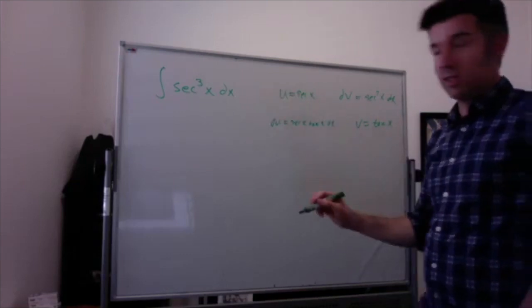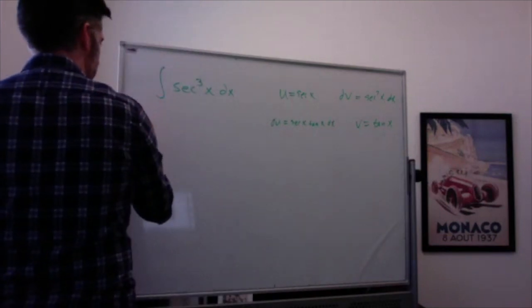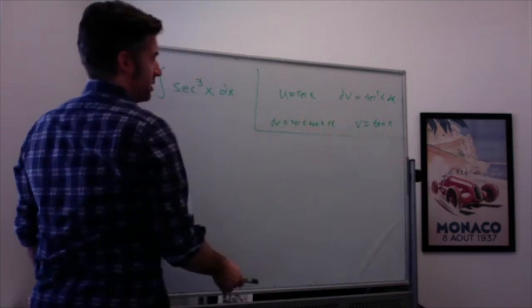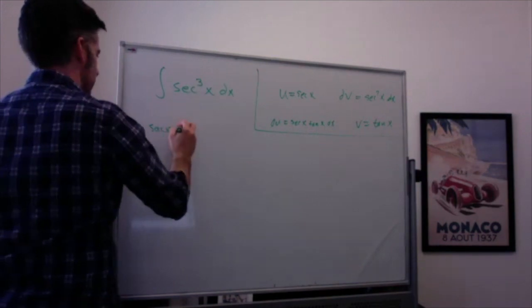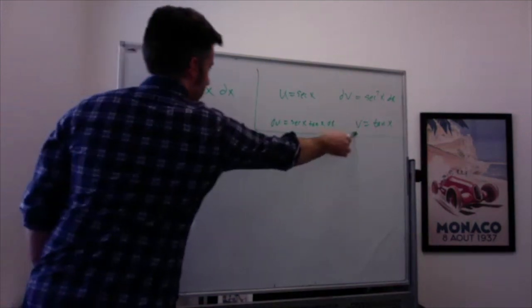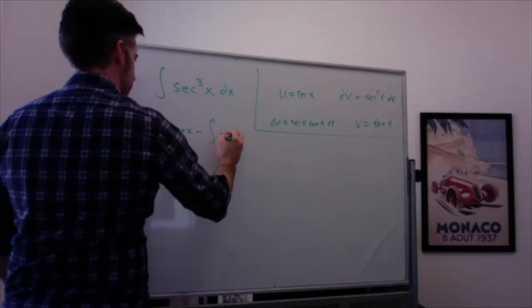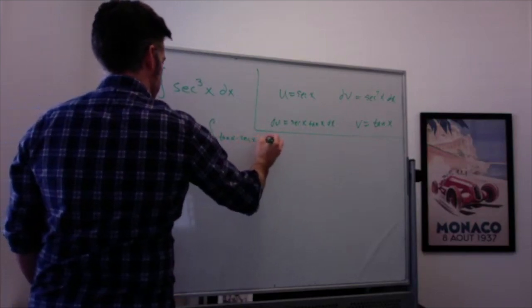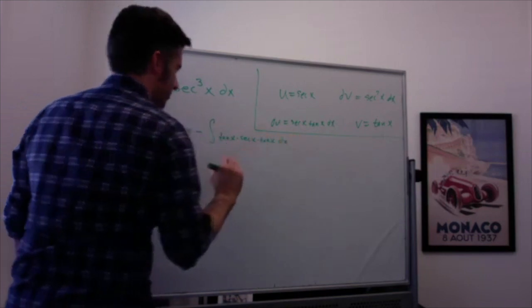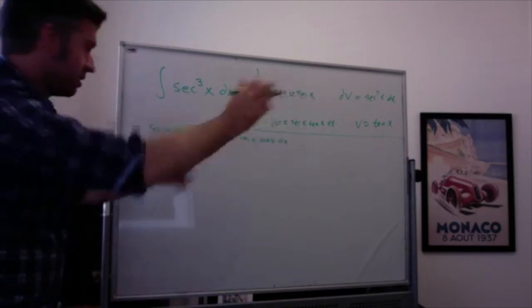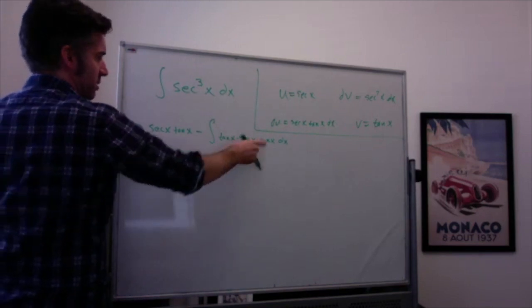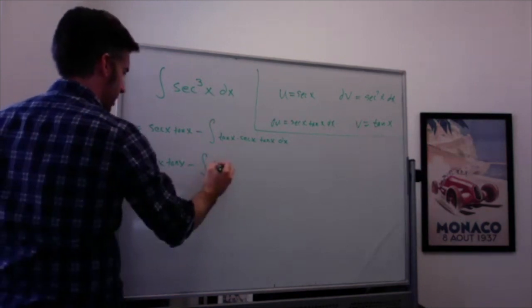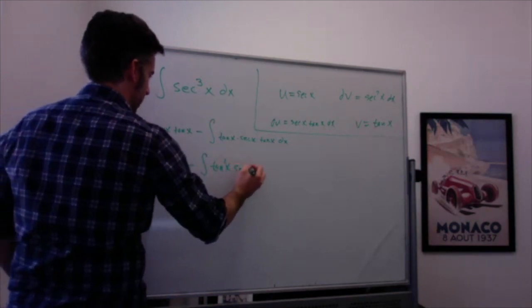Okay, let's use the integration by parts. So this is going to be equal to uv minus the integral of v du. So this is going to equal secant x tangent x minus the integral of tangent times secant x tangent x dx. Okay, I'm going to do a little bit of rewriting. Tangent times tangent is tangent squared. So the integral of tangent squared x secant x dx.